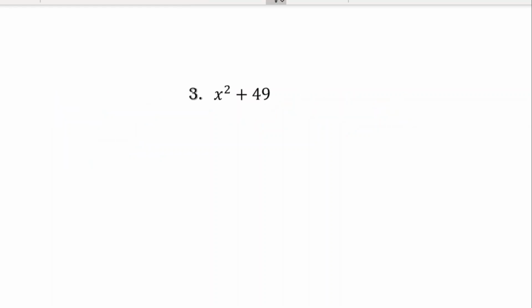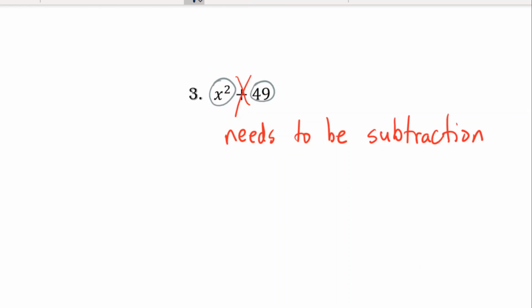In this third example, I can see that I have two terms, and I can square root this, and I can square root this, but unfortunately, I have a plus there. It needs to be subtraction. So this one, we say that it's not factorable because none of our techniques will apply here.